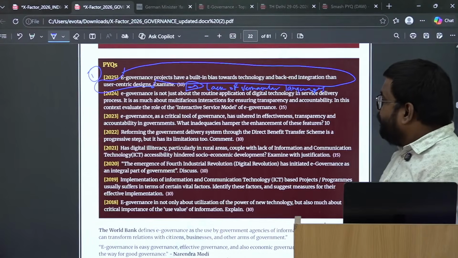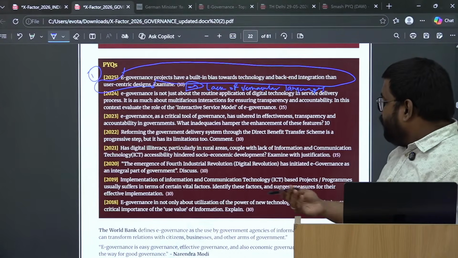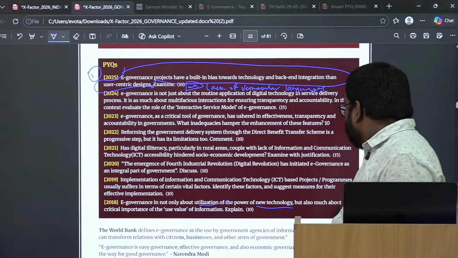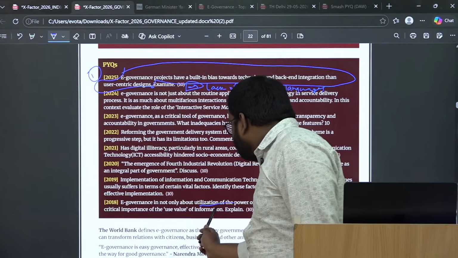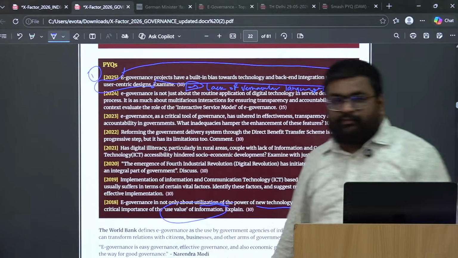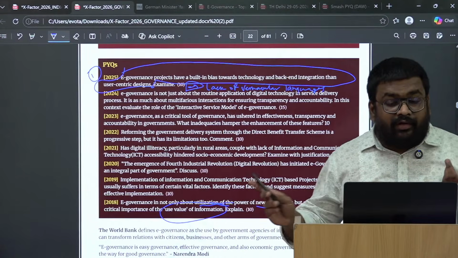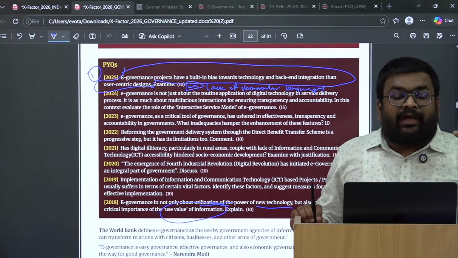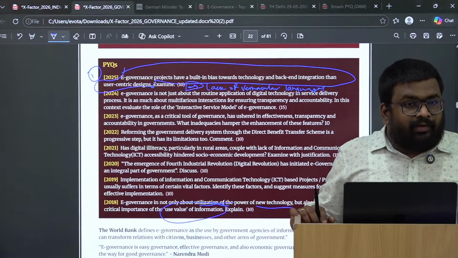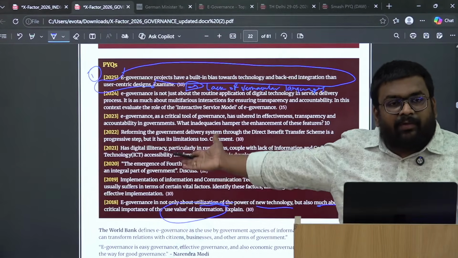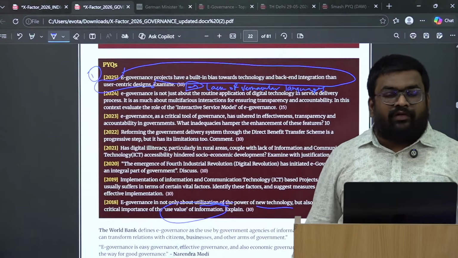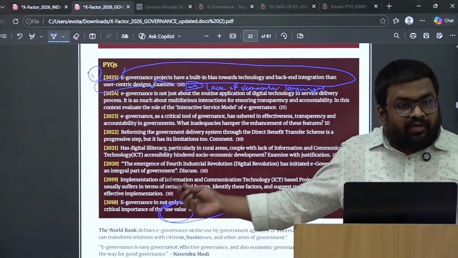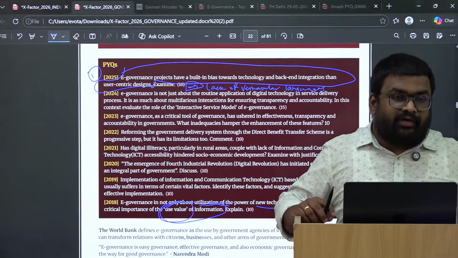Similarly, e-governance is not only about utilization of the power of new technology but also about the importance of use value of information. Use value of information means that the reliability and accuracy of the data coming from e-governance is important. So that can be your way forward in every e-governance question: strengthening use value of information by ensuring integrated and accurate data.